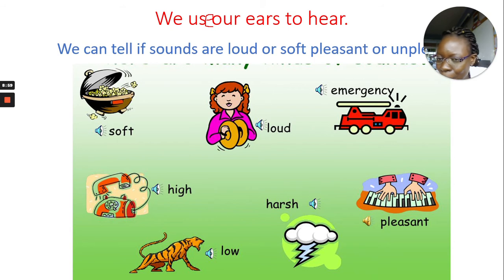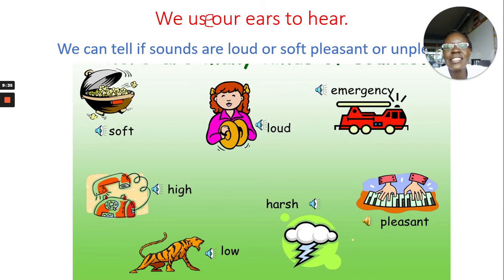Now, this is popping corn. It's soft, right? What about when you have cymbals? Bang, bang. It's a very loud sound. Emergency. Wee, wah, wee, wah. Is it loud or soft? It's a loud sound. Then we have a phone ringing. Is it a loud sound or a soft sound? It's a loud sound. What about a tiger roaring? Is it a loud sound or a soft sound? And thunder, is it loud or soft? When you're playing the piano.